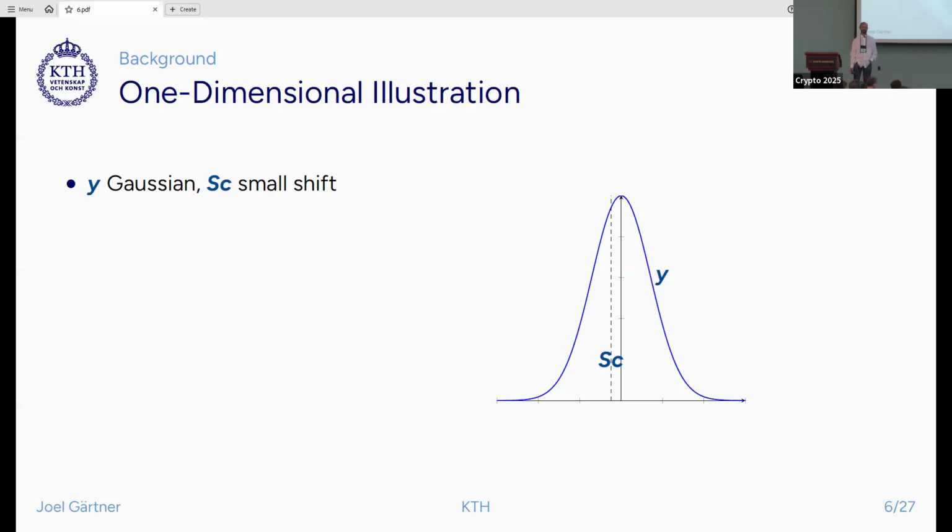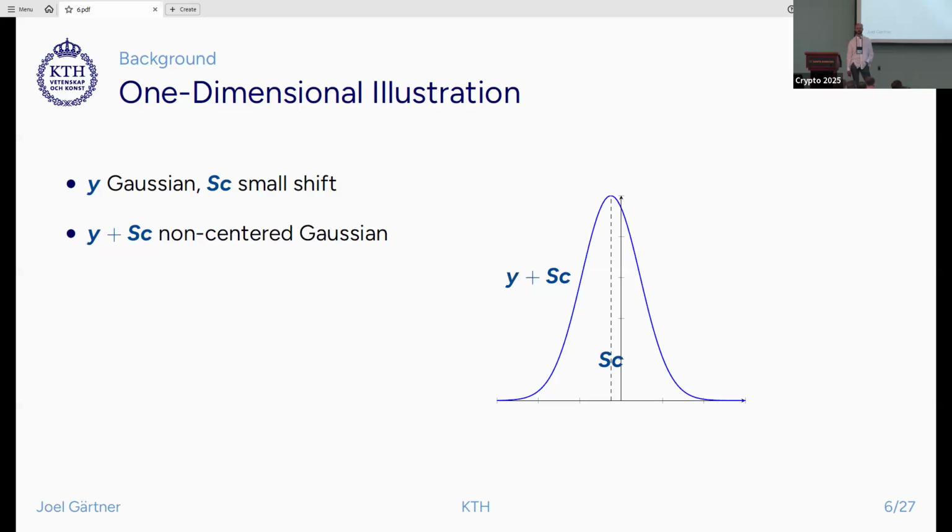So the probability of a specific Y is proportional to a Gaussian function illustrated here in blue. So in one dimension, Y follows a one-dimensional Gaussian like this, and SC is a shift. So Y plus SC follows a shifted Gaussian distribution with this shift depending on secret information.